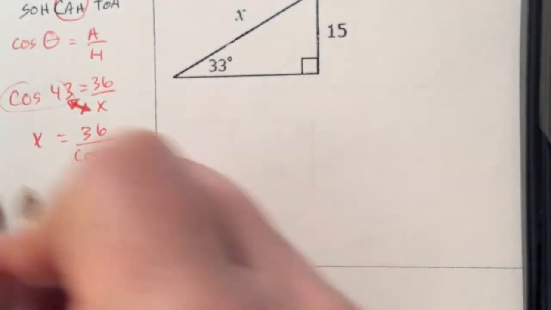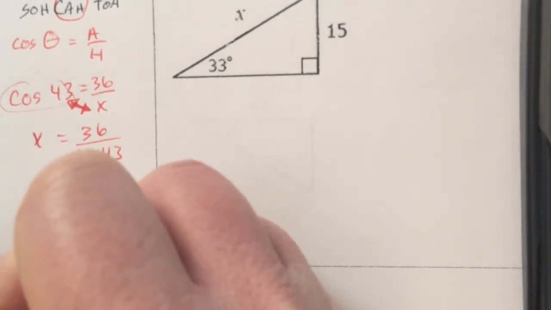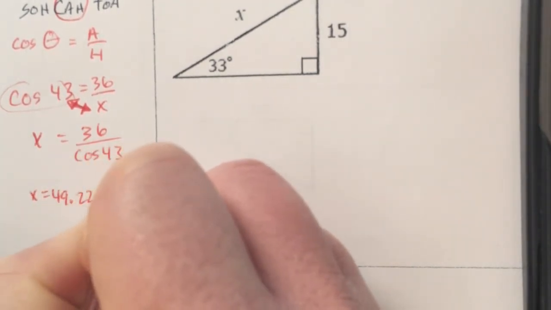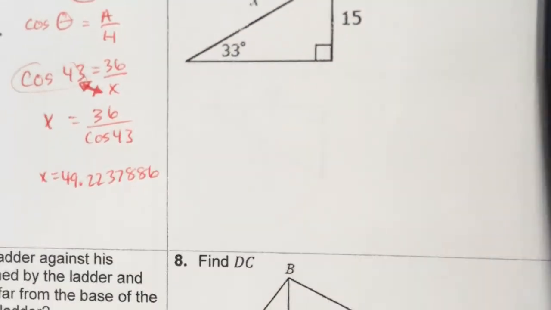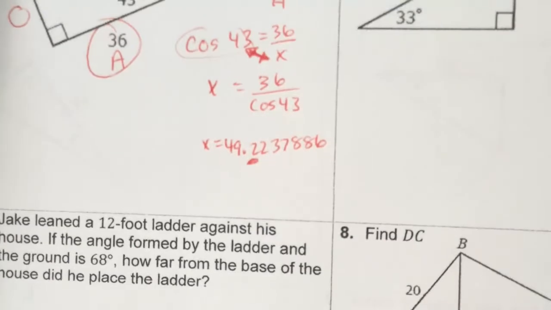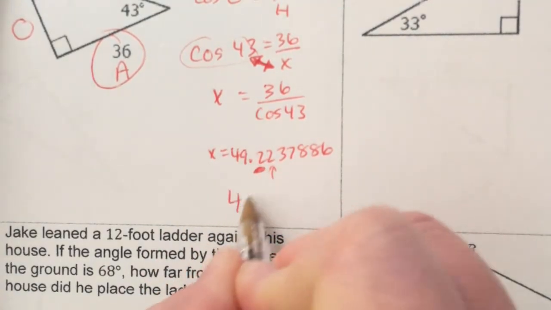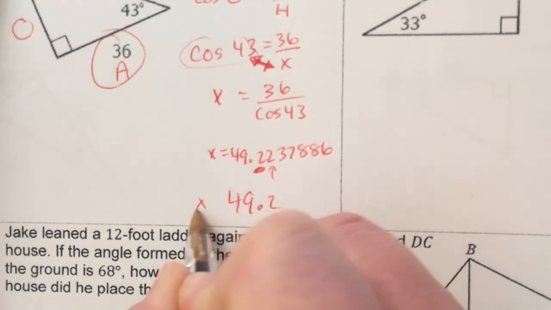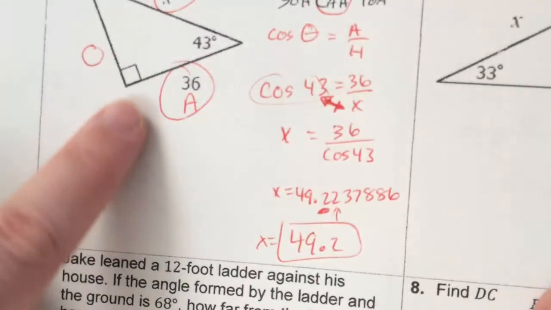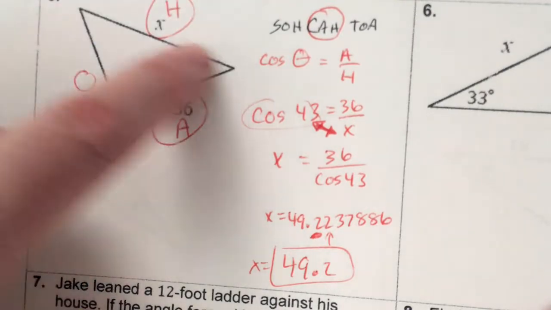So we would get 49.2237886, but they said to round to the nearest tenth. Are we staying at 49.2 or going up to 49.3? There's a 2 afterwards, so we just stay. So 49.2 is your answer. And it does make sense, because it's supposed to be bigger than the 36, so yes.